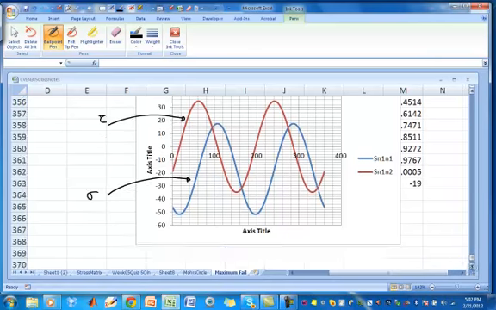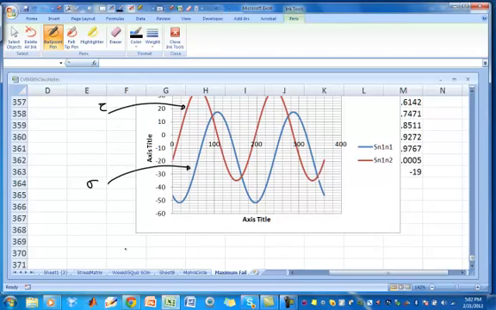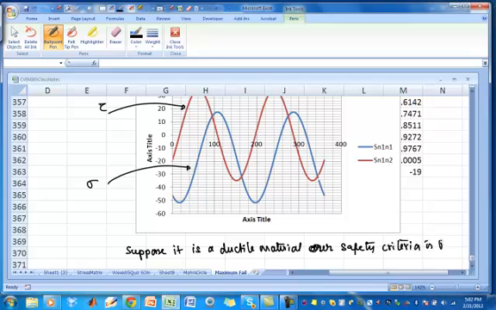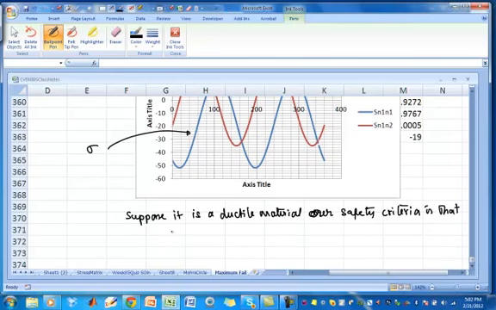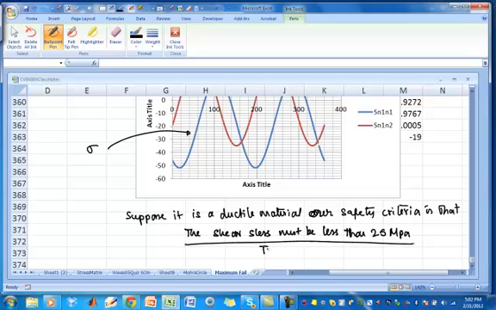So okay, we got the graph. So what's the big deal? Now let's look at our different cases. Suppose it is a ductile material, and our safety criterion is that the shear stress must be less than 25 megapascals. This is called the Tresca criterion.